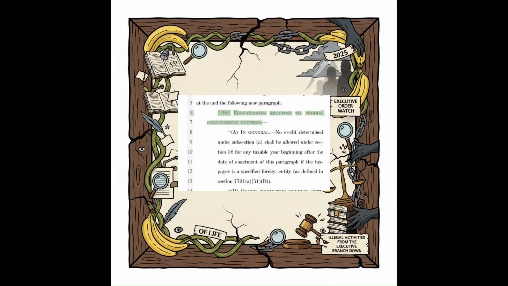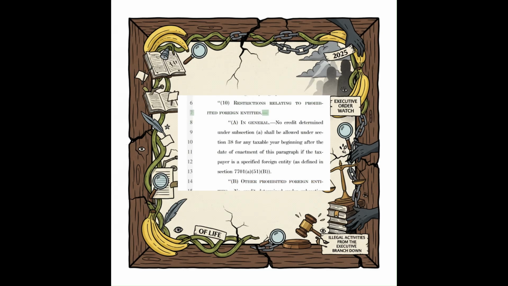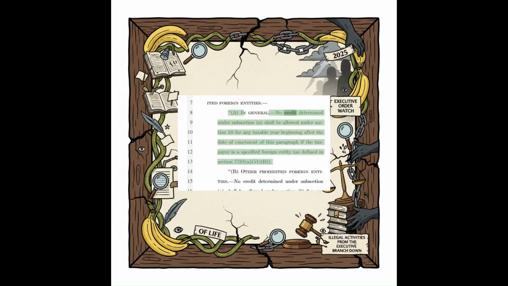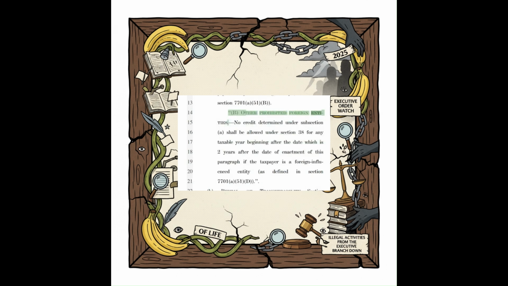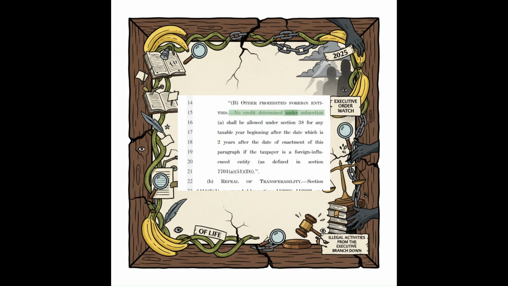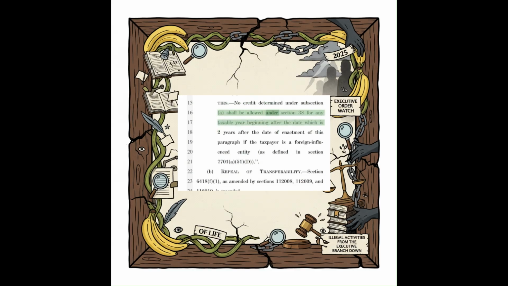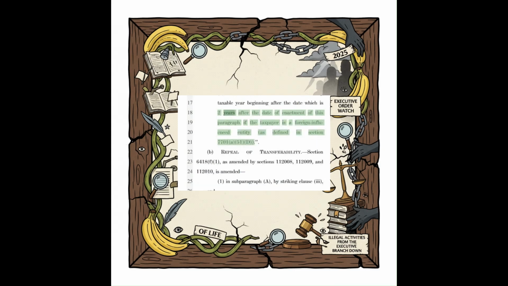953. Restrictions relating to prohibited foreign entities. No credit determined under subsection shall be allowed under Section 38 for any taxable year beginning after the date of enactment of this paragraph, if the taxpayer is a specified foreign entity. Other prohibited foreign entity. No credit determined under subsection shall be allowed under Section 38 for any taxable year beginning after the date which is 2 years after the date of enactment of this paragraph, if the taxpayer is a foreign influenced entity.